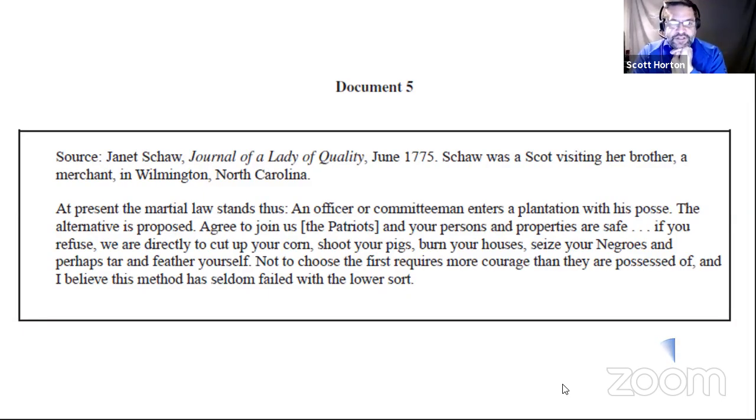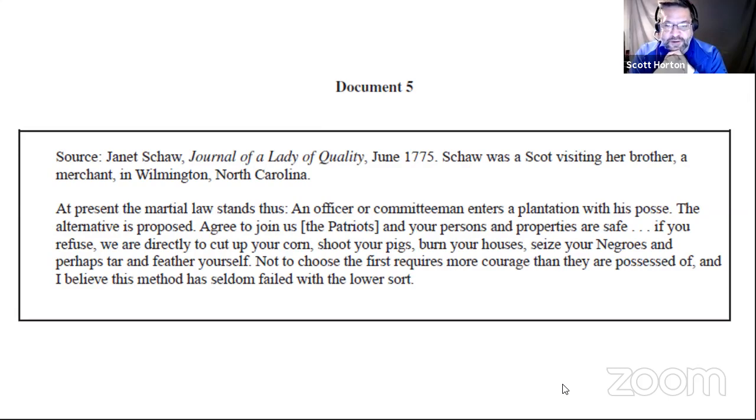So let's think about what she's saying here. It's a journal of a lady of quality, which means she's upper class. And she talks at the end that the method that she describes there has seldom failed with the lower sort. And what she means by that is the lower class. So this is a person that is not real thrilled with the way the Patriots are operating here.